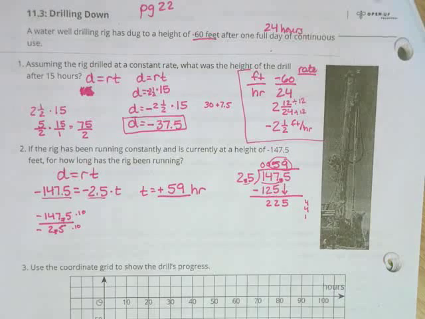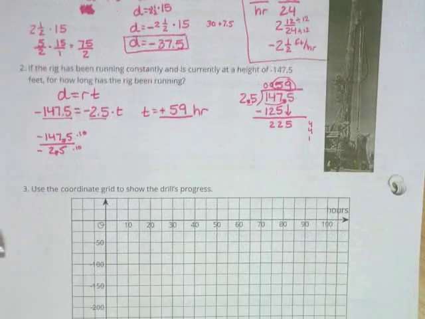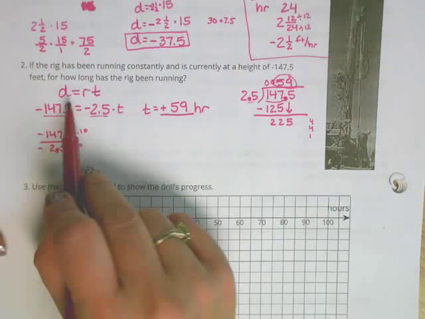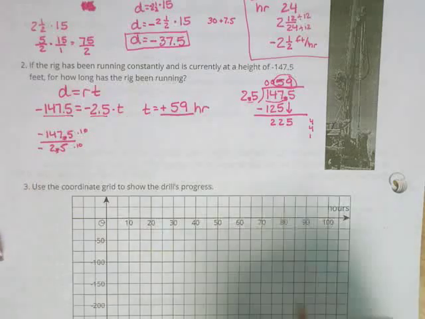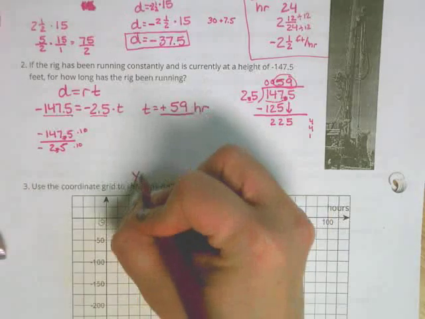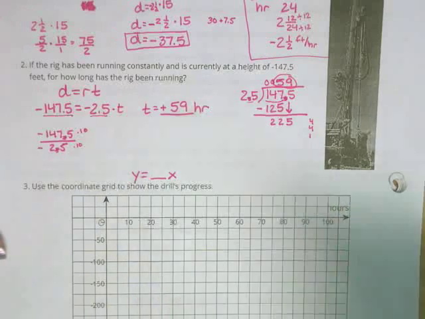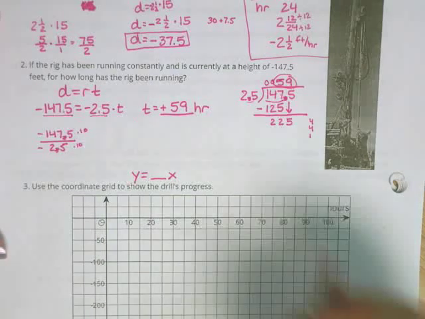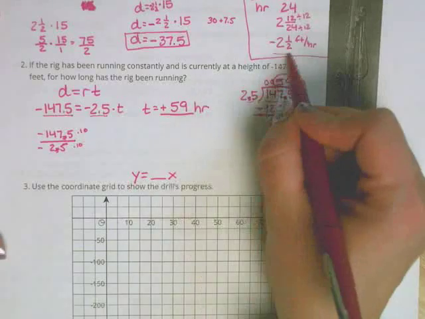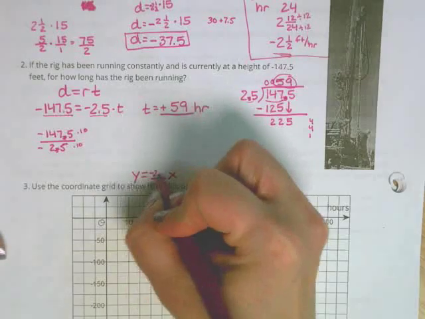All right, last little thing. We've talked about this, D equals RT, being a proportional relationship, right? If we had to write an equation for this, y equals kx, where k is that constant of proportionality, the constant rate, the constant speed. What's our constant for this one? It's our rate, negative 2.5.